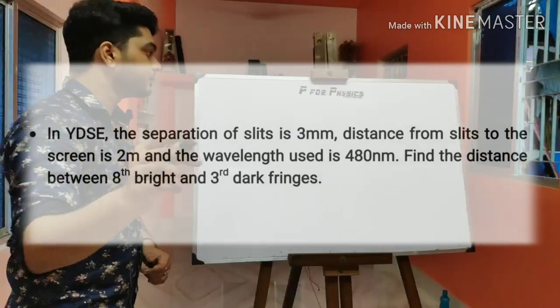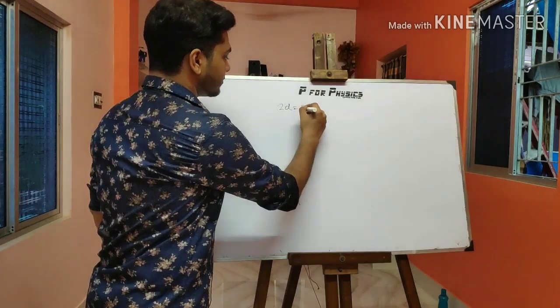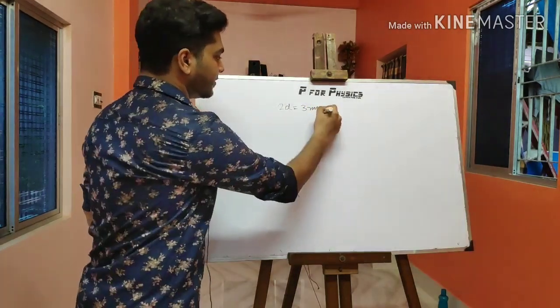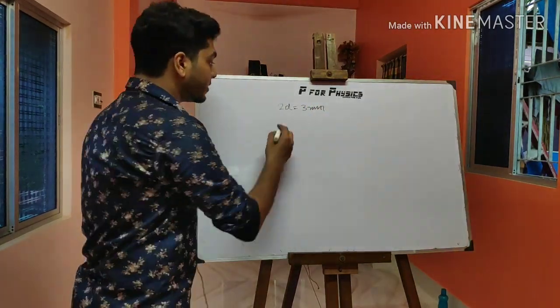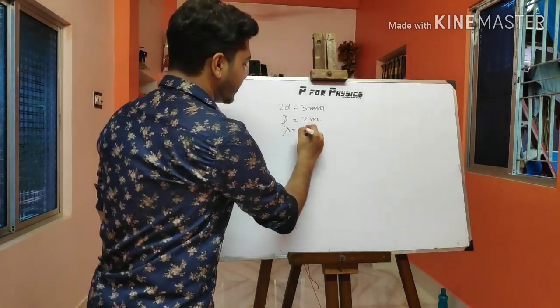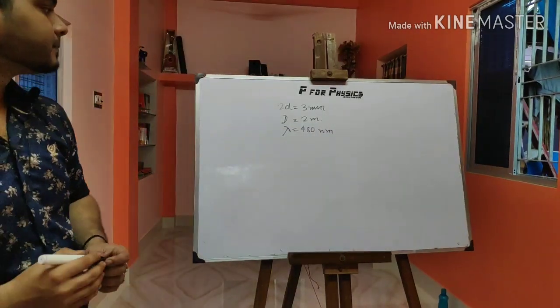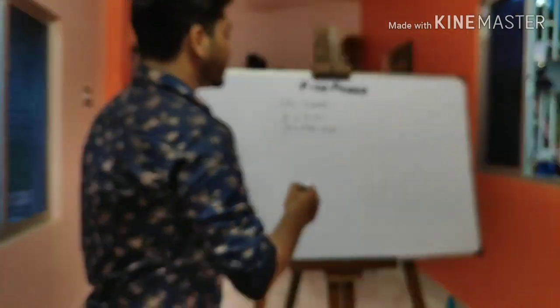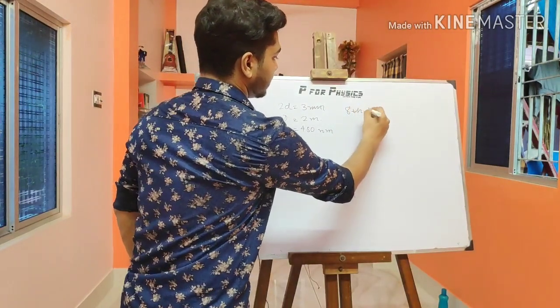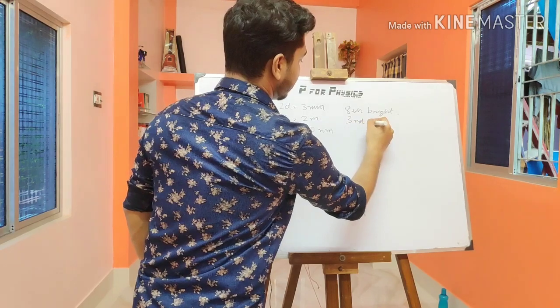So in this problem we see the separation between the slits, that is 2D equals 3 millimeters. The screen is at 2 meters away, that is capital D equals 2 meters, and wavelength is 480 nanometer. Okay, and we have to find the distance between the 8th bright and the 3rd dark.